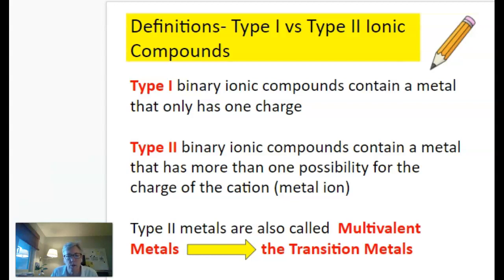Type 2 is this new kind, and it's almost identical. There's one little twist: a type 2 metal is just a metal that can have more than one possible charge. These are also called multivalent metals, and these are the transition metals. So this is going to answer the question, which I'm sure is keeping you up at night, about why those charges aren't written on the top of the families in the transition metal part of the periodic table. This is why: because they can have more than one type of charge.